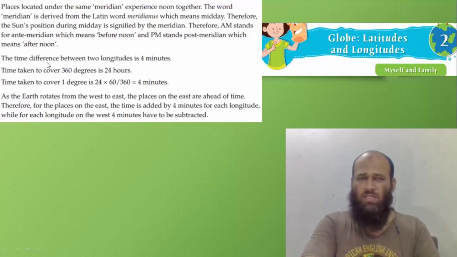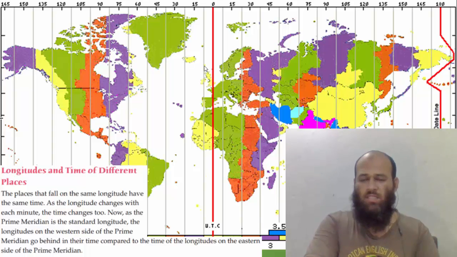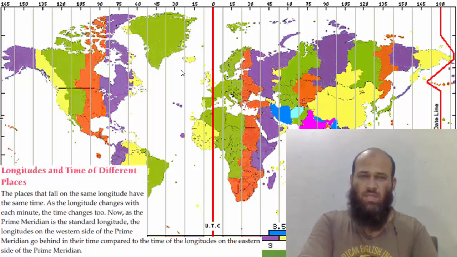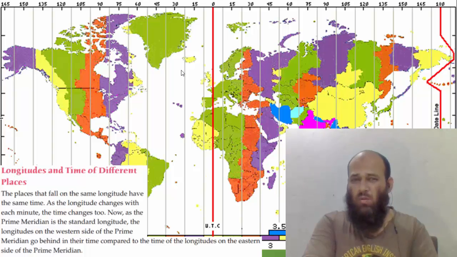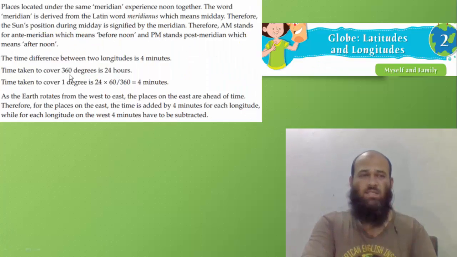This is very important now. The difference between two longitudes is 4 minutes. This difference between any two longitudes is 4 minutes. Here on this map it's very difficult to understand, but you have longitudes drawn very close to each other and they have a distance of 4 minutes.